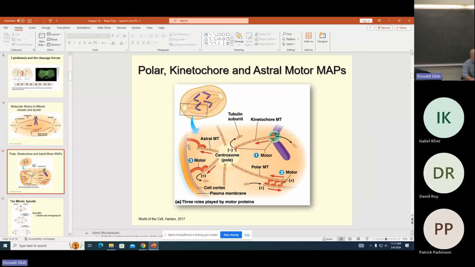So you've got motors at all of these positions. So in terms of the asters, if we back up and think about early prophase, the asters are both next to each other, right? They were just duplicated.